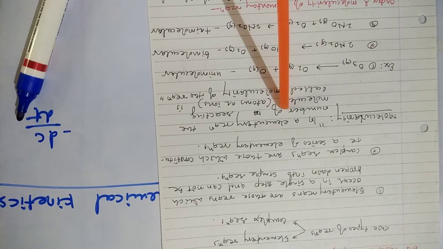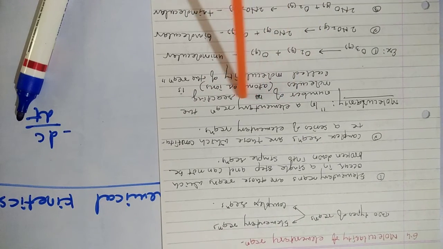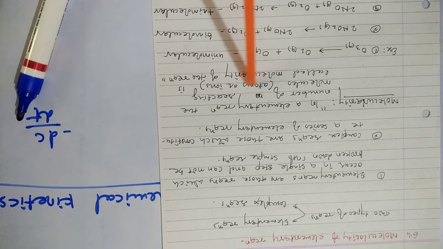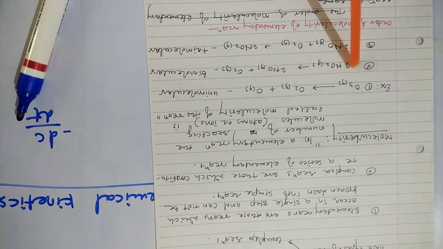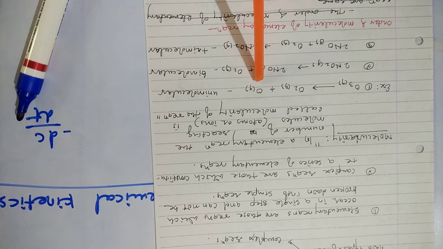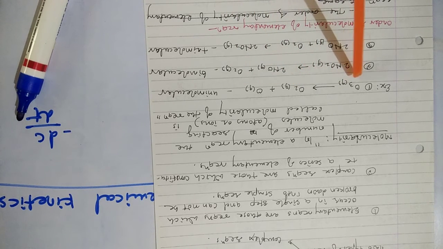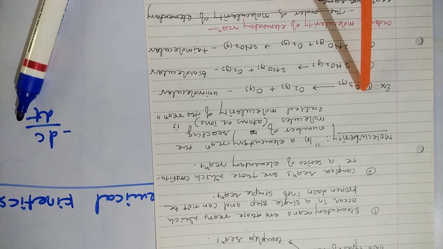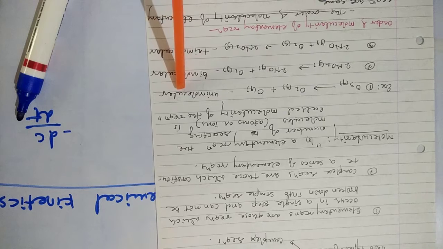Now what is molecularity? In an elementary reaction, the number of reacting molecules is called the molecularity of a reaction. Now see the examples. O3, ozone, decomposes to give O2 and O. So only one molecule. That means what is the coefficient of the ozone molecule? It is 1. That's why it is a unimolecular reaction.